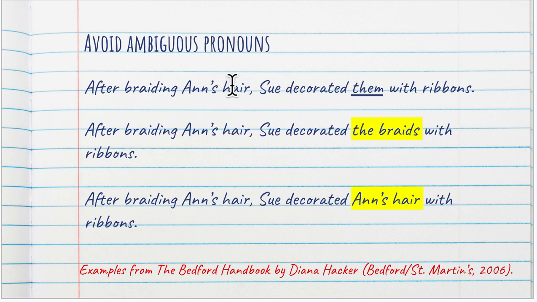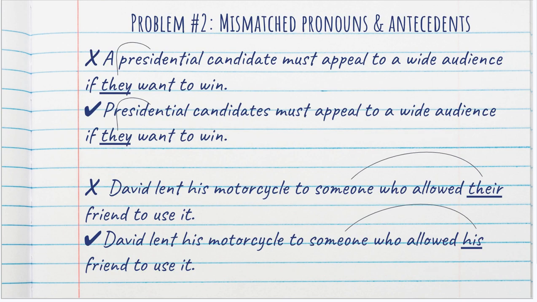So we want to replace it. Just be specific. After braiding Anne's hair, Sue decorated the braids with ribbons. After braiding Anne's hair, Sue decorated Anne's hair with ribbons. Or was it something else completely that she decorated with ribbons? Because it was after braiding Anne's hair. Okay, so even with something like that, you want to be specific. The lesson here, guys, be specific. When we get to our academic writing, it is all about specificity. It is all about being clear about what we're talking about. So avoiding those ambiguous pronouns is an important part of writing in a really academic, specific way.